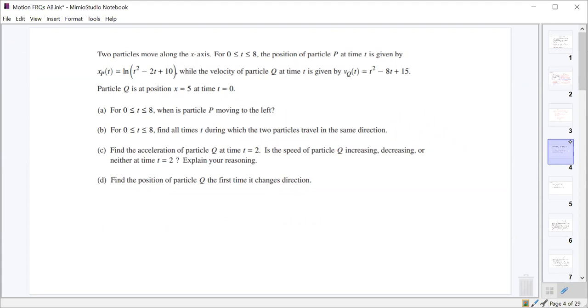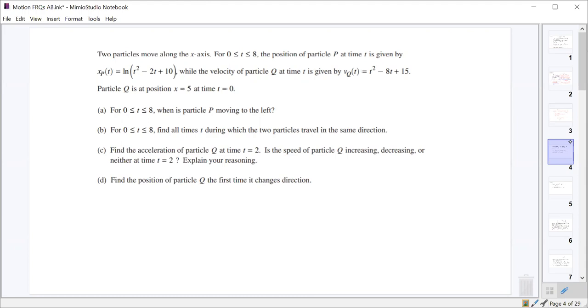Let's work through this one then. So, a non-calculator motion problem. We have two particles moving along the x-axis from 0 to 8. We're given the position of particle P, and we're given the velocity of particle Q. We're also given an initial position for particle Q, that at t equals 0, it's at a position of 5.